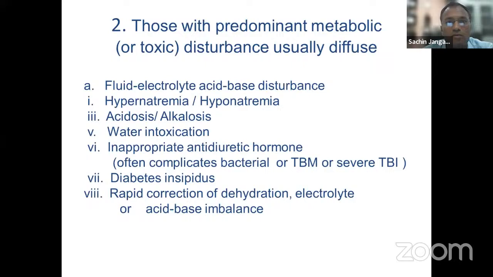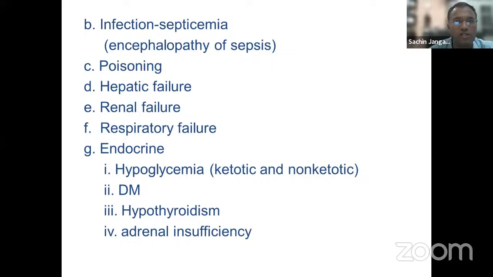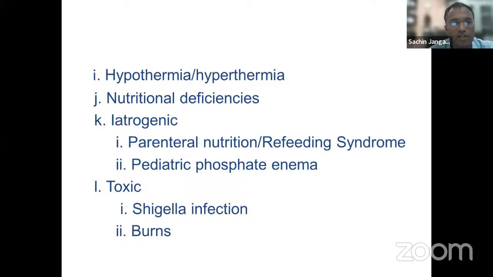The second category is those with predominant metabolic disturbance or toxins, which is usually diffuse. This can be because of fluid and electrolyte disturbance, like hypernatremia, hyponatremia, acidosis, alkalosis, diabetic ketoacidosis, infection, poisoning, renal or hepatic failure, or some endocrine dysfunctions like adrenal insufficiency, hypothyroidism, IEM, which we have already mentioned, and toxins, or it can be because of poisons.